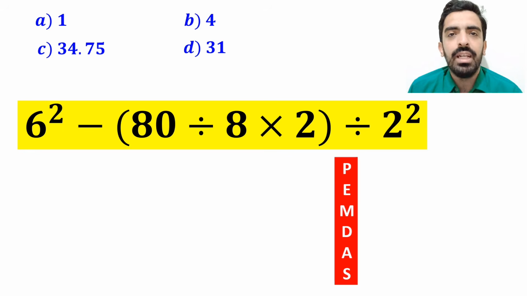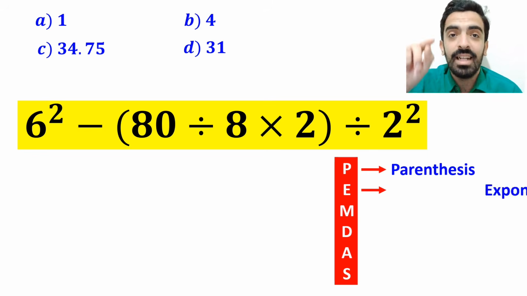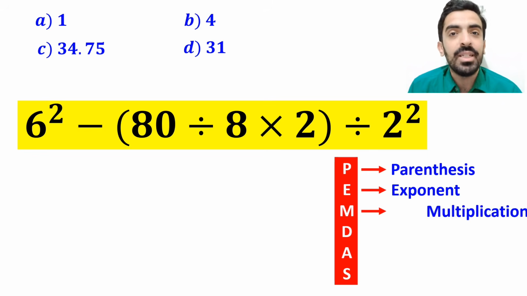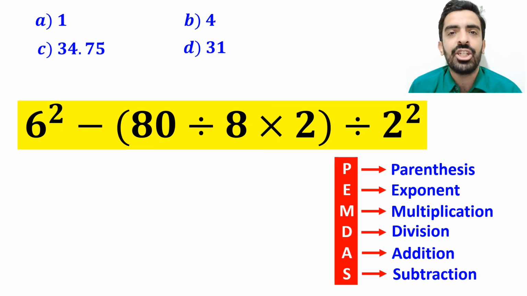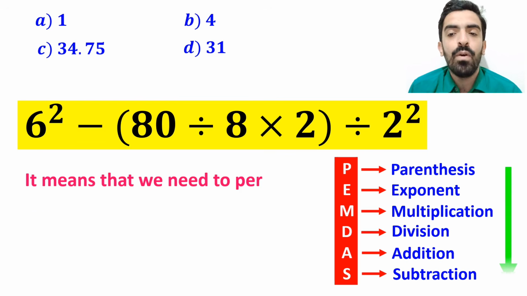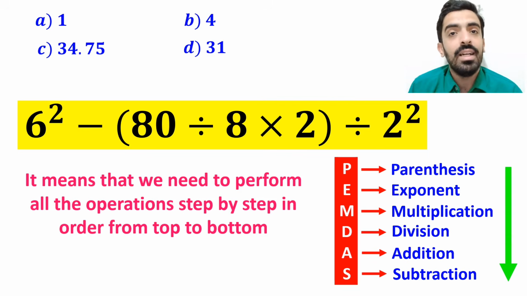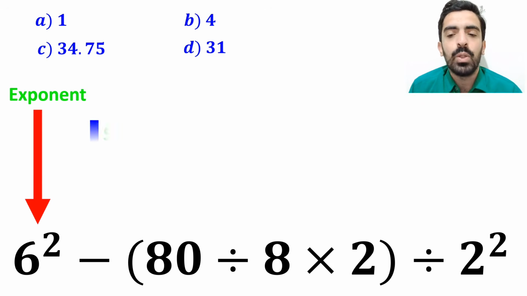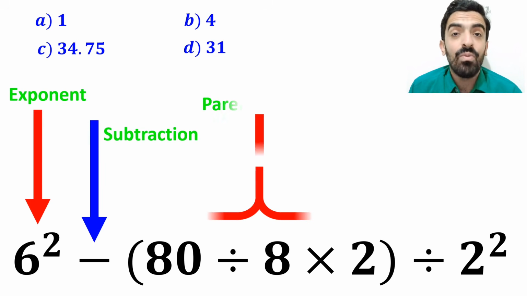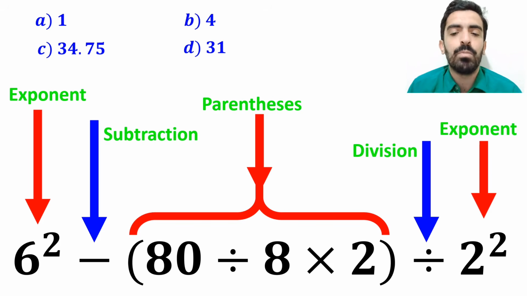To solve this question, we must follow the PEMDAS rule. In this rule, P stands for parentheses, E stands for exponent, M stands for multiplication, D stands for division, A stands for addition, and S stands for subtraction. It means that we need to perform all the operations step by step in order from top to bottom. Okay, as you can see in the image and this expression, first we have an exponent, then a subtraction sign, followed by parentheses, then a division, and finally another exponent.